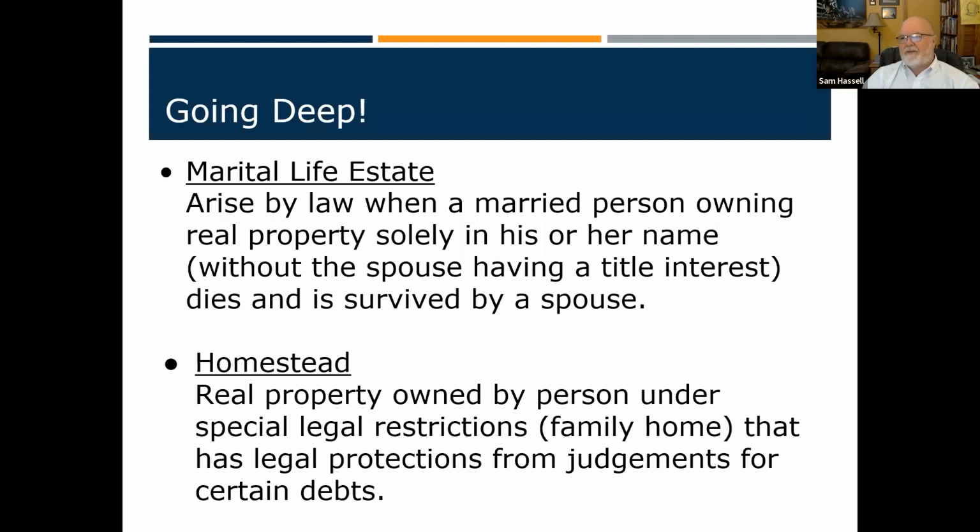Do you have to name a remainder man when you have a life tenant and a measuring life? Not necessarily. You can just do a reversion. You can just do a reversion and you're fine.